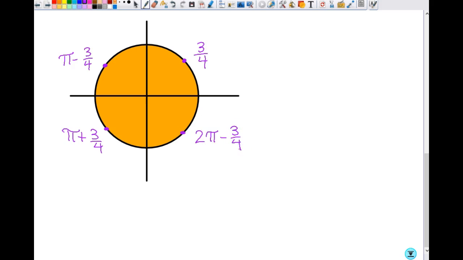Because that concept right there you need. But you already know it. You've already been doing it. You just haven't really been thinking about the fact that you're actually using the pi and the 2 pi. Does that make sense to you?